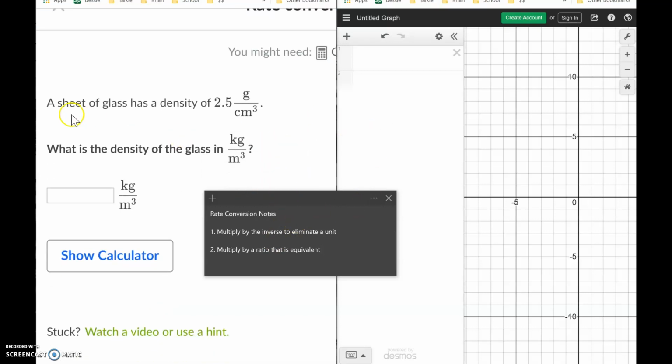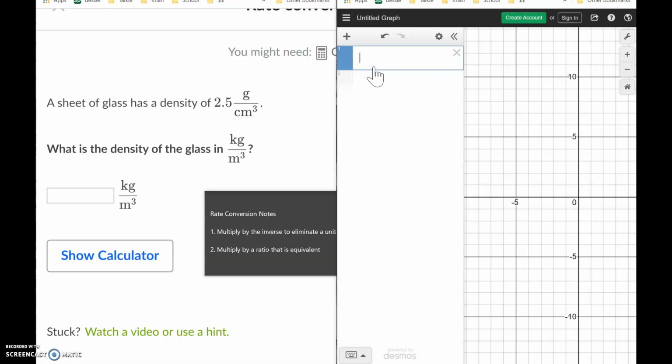So the first part here is just to read the problem. A sheet of glass has a density of 2.5 grams. The fraction line means per centimeter cubed. So we got an exponent here. 2.5 grams. I'm putting the variables in just so that you can see. It's not necessary for you to do that. Per 1 centimeter. It doesn't say 1 centimeter, but it's implied that it is 1 centimeter.